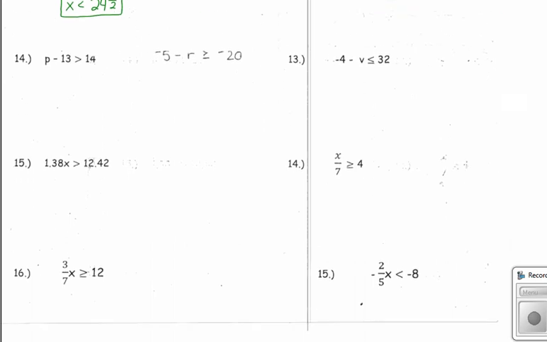Number 14. The opposite of subtracting 13 is to add 13. So I'm going to add 13 to both sides of the inequality. This is a zero pair, leaving me with P.